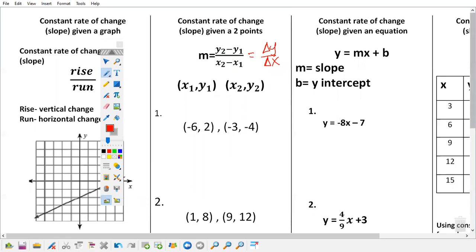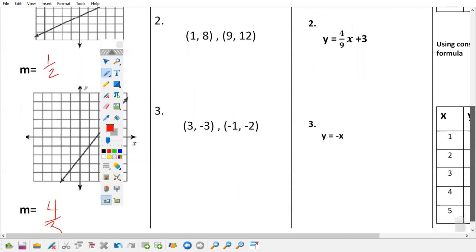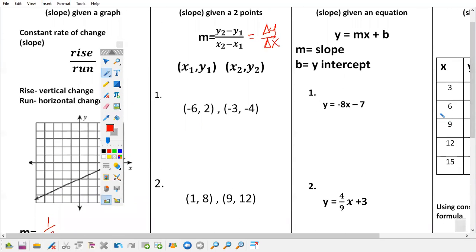All right. So we're going to do number 1 together, and then I'm going to have you do 2 and 3. You should know this from science, delta. Okay. So here, this is my x1. Here's my y1. Here's my x2. Here's my y2. So I'm plugging them into the slope formula. So m equals -4 minus 2 over -3 minus -6.